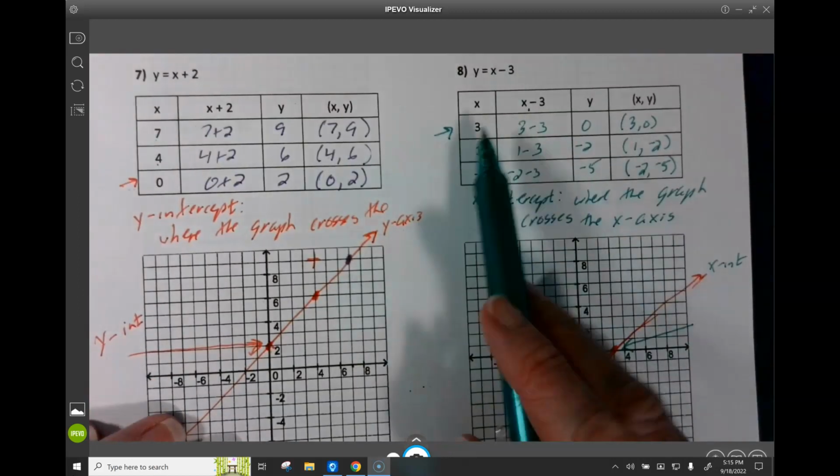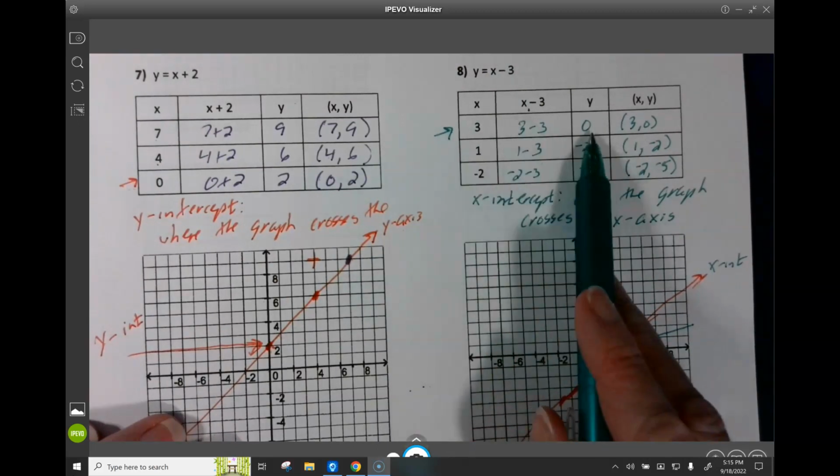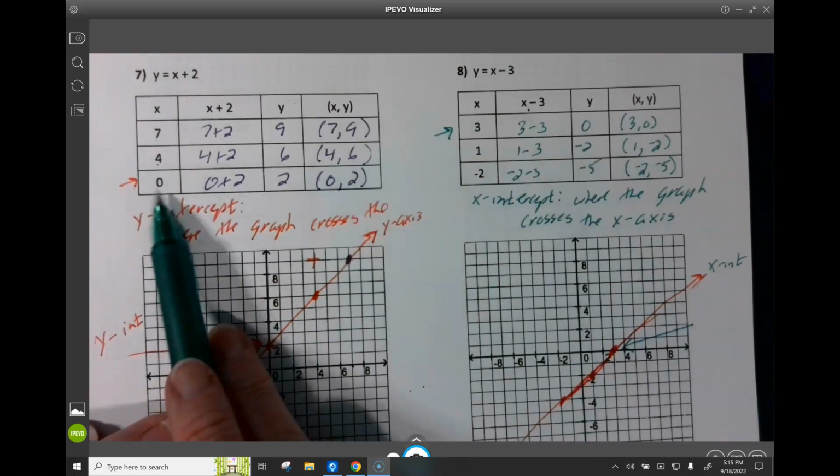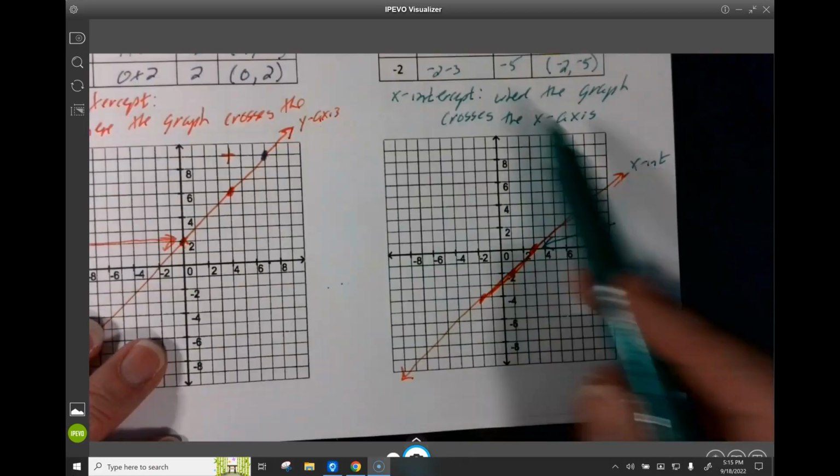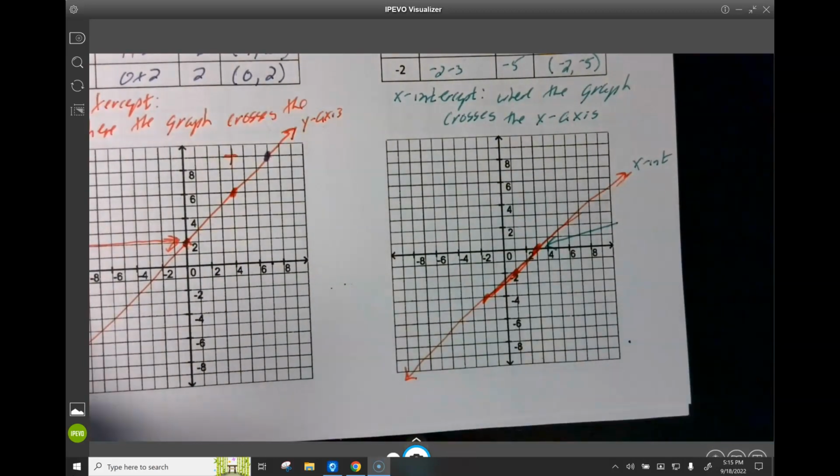Now I want you to look at these points, and this will come into play also. Notice on the x-intercept, my x-coordinate is 3, my y-coordinate is 0. And on the y-intercept, my x-coordinate is 0, my y-coordinate is 2. So pay attention to that, but I want you to be familiar with what a y-intercept and an x-intercept is. Okay, let's go to the next page.